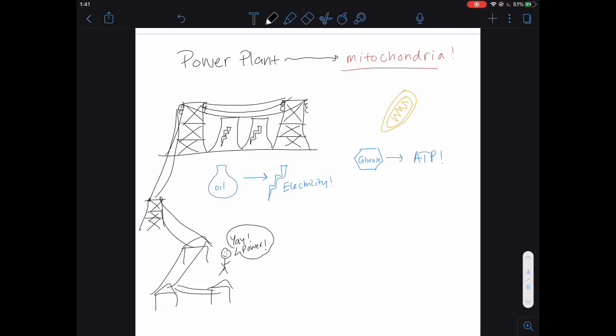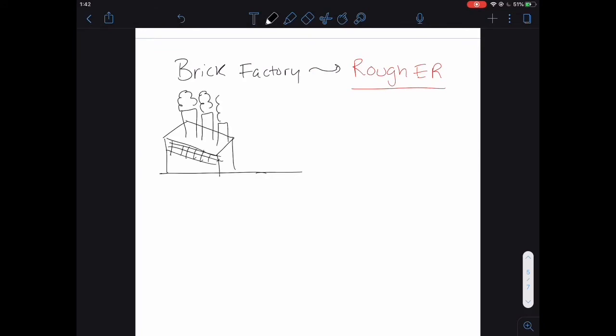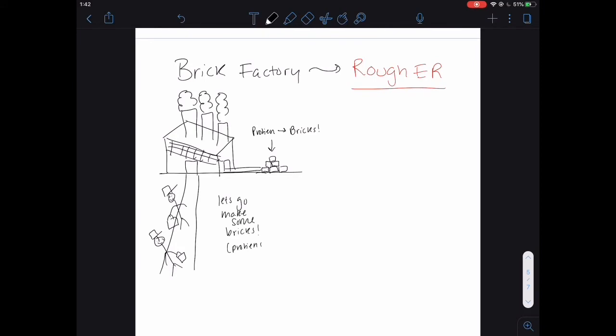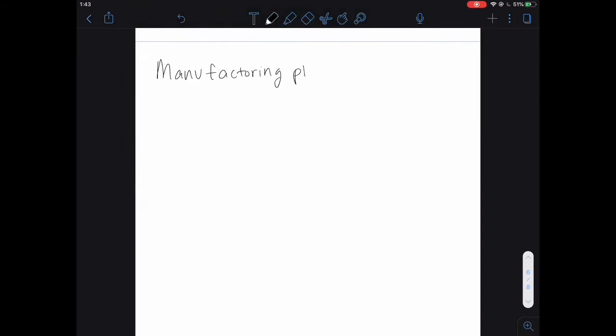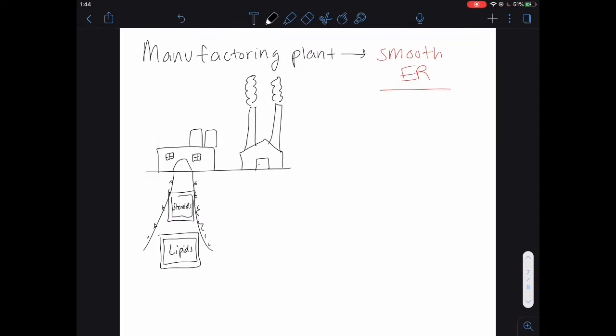Then, our rough ER is our brick factory, where workers come, the ribosomes, to make the proteins, which are the bricks needed for all parts of the cell city to make bridges and other important things. Then, our smooth ER is the manufacturing plant, where more resources are made for our city, like where lipids, steroids, and carbohydrates are made and sent off, like in a cell.